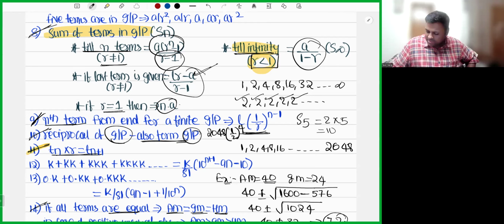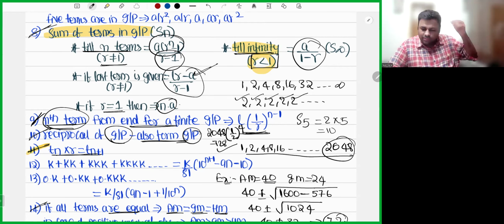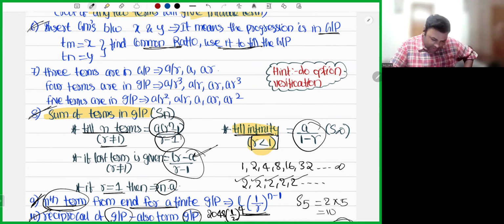Not that important for the examination. 2048 divided by, what is 2 power 4? 16. It is 128. The fifth term from the last is 128. So that is the nth term from last. If this is the progression, what is the fifth term from last? 128 will be the fifth term from last. Okay, I hope all these points are covered.